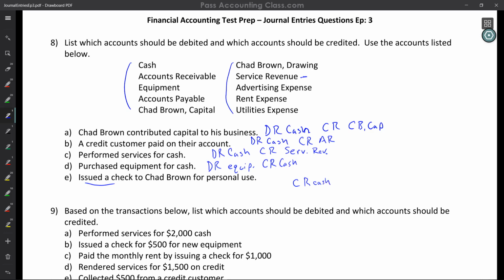And then we have to figure out what account we are going to debit. So I'm going to put a debit here. And since we issued the check for Chad Brown for personal use, that is going to be a drawing account. And a drawing account, the normal balance of that is a debit. So we increase the balance of a drawing account by debiting it. So the account balance is higher now than it was before, so that's why we're going to increase that. That's why we're going to debit that account. So I'll just put CB draw.